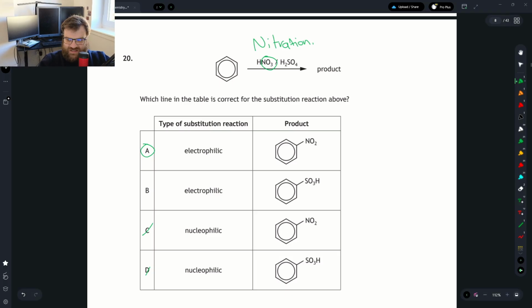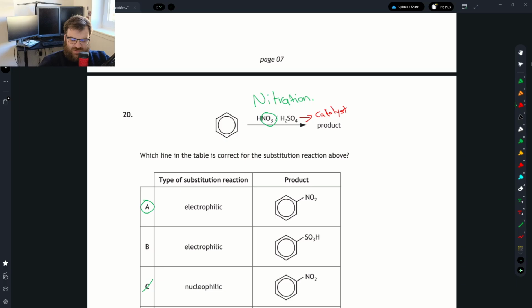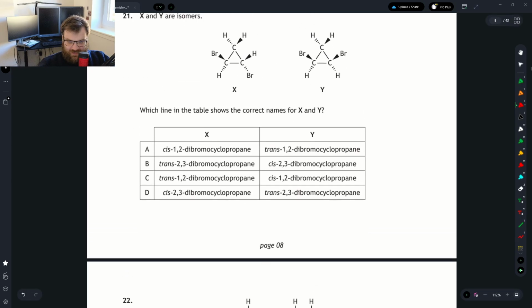So our sulfuric acid here is acting as a catalyst. So they'll show us the chemical that's reacting with our benzene. Then the catalyst is shown after the slash for that one.